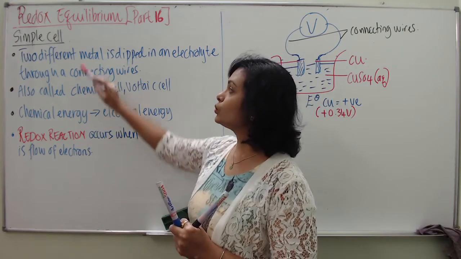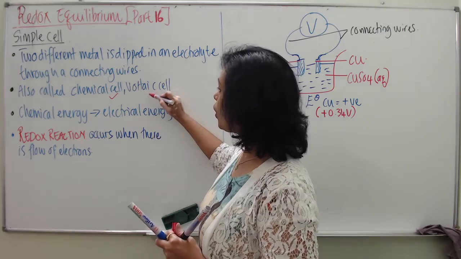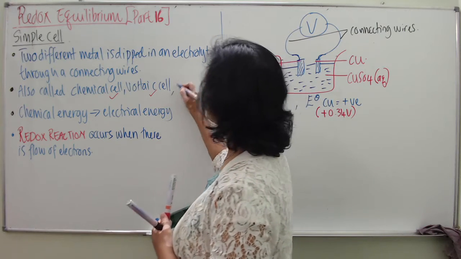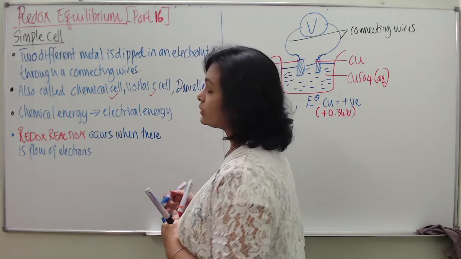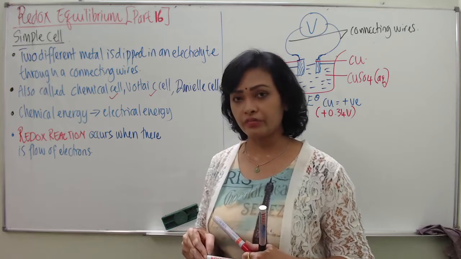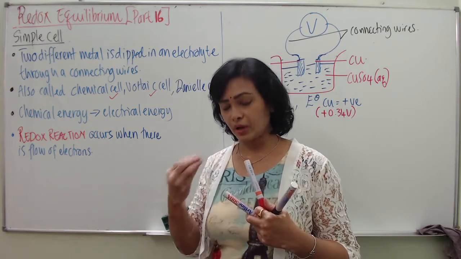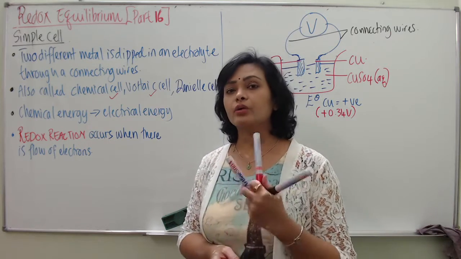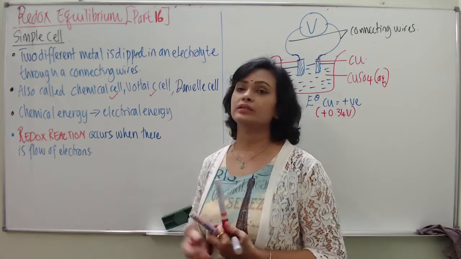Simple cell is sometimes also called chemical cell or voltaic cell. So it has many names. In fact, students can also use the word Daniell cell. The way they set up the apparatus for Daniell cell is a bit different. Students can have a look at how they set up the apparatus for Daniell cell. But please remember the way Daniell cell works is the same as simple cell.